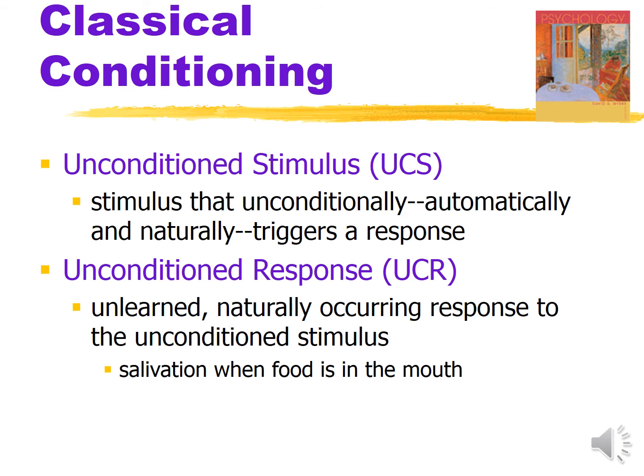In classical conditioning, as we said before, we have an unconditioned stimulus. That is a stimulus that unconditionally or automatically and naturally triggers a response. So bright light, we get a constriction of the pupil. Too much heat, we get sweating and so on. That's something over which we have no control, which is the unconditioned response. Pupil constriction to bright light is an unconditioned response, and perspiration is an unconditioned response to too much heat.